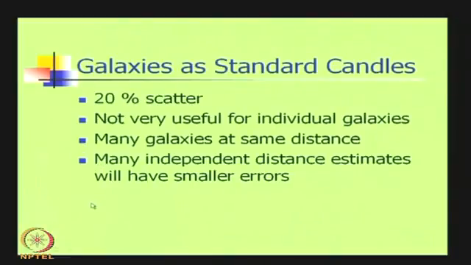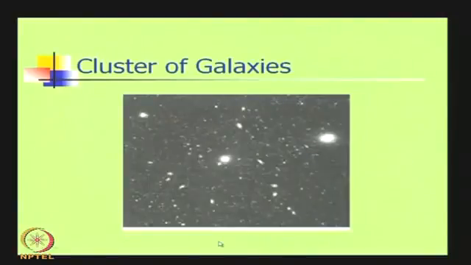So, the variance adds up and the signal also adds up. So, the signal to noise ratio will increase by a factor of √2, and this is the basic idea. So, if you have many independent estimates of galaxies which are at the same distance, so you will have many independent estimates of the same distance, you can then use these to reduce the error from 20% to lower. And this is possible because there are certain objects which are called clusters of galaxies, which are very important in their own right also.